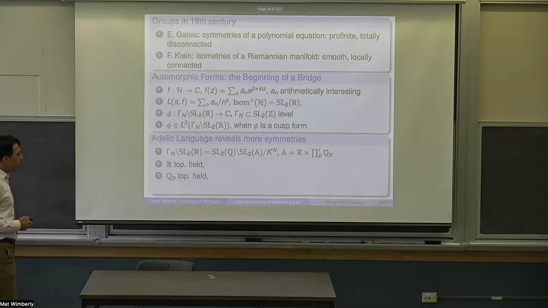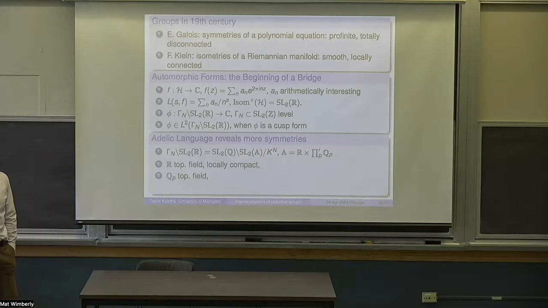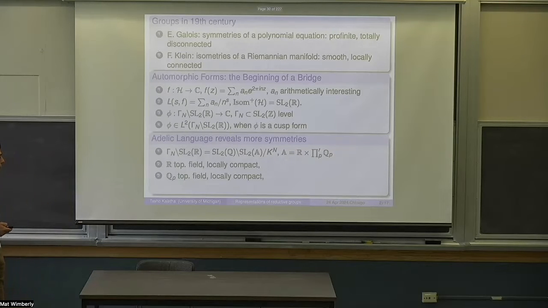The topology of the real numbers is locally compact, which means that every point has a compact neighborhood. And this is very useful when you want to do analysis, such as when you want to define integration. And the same is true for the p-adic numbers. But whereas the real numbers have a locally connected topology, just like the groups that Klein was studying, the p-adic numbers have a totally disconnected topology, just like the groups that Galois was studying. And I want to give you just a little bit more information.